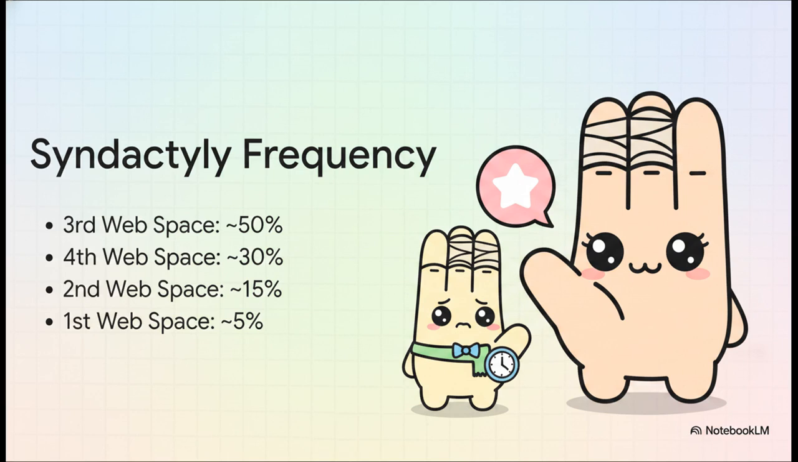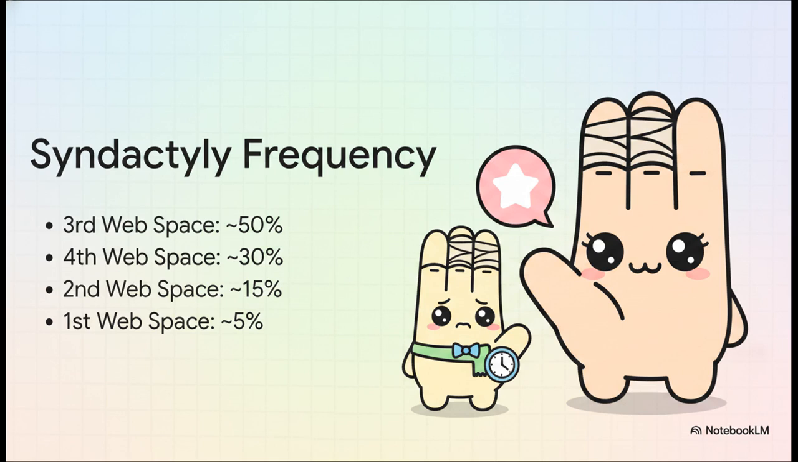However, it's really worth noting that the rarest form, the first web space between the thumb and index finger, which sits at just 5% of cases, is functionally the most severe. Because the thumb and index finger have such vastly different lengths and arcs of motion, binding them together severely limits both growth and hand function.